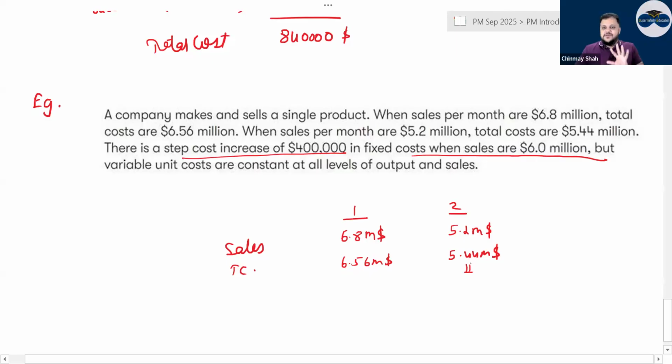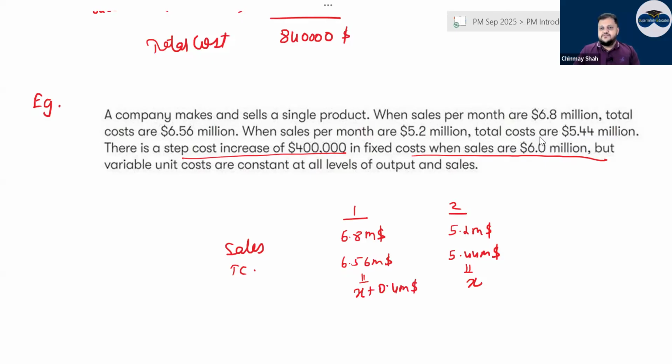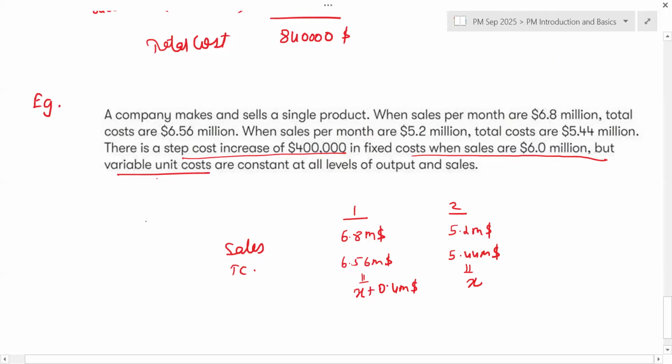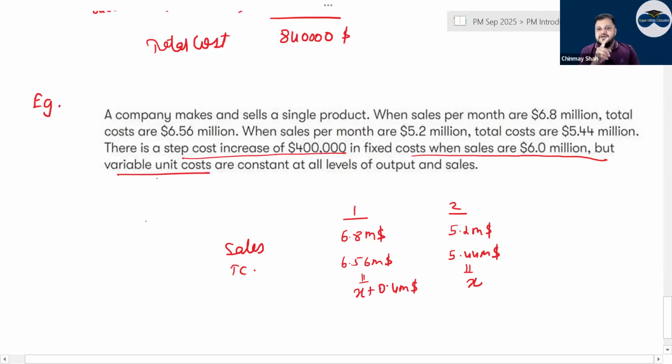So here, if in the total cost fixed cost is x, बराबर है, तो यहाँ पे fixed cost will be x plus $0.4 million. Am I on the right track? If variable cost per unit is constant, that is the base assumption of CVP analysis, then can I deduct 0.4 million from the total cost, and then x and x are the same, and can I find variable cost and total cost? Yes.